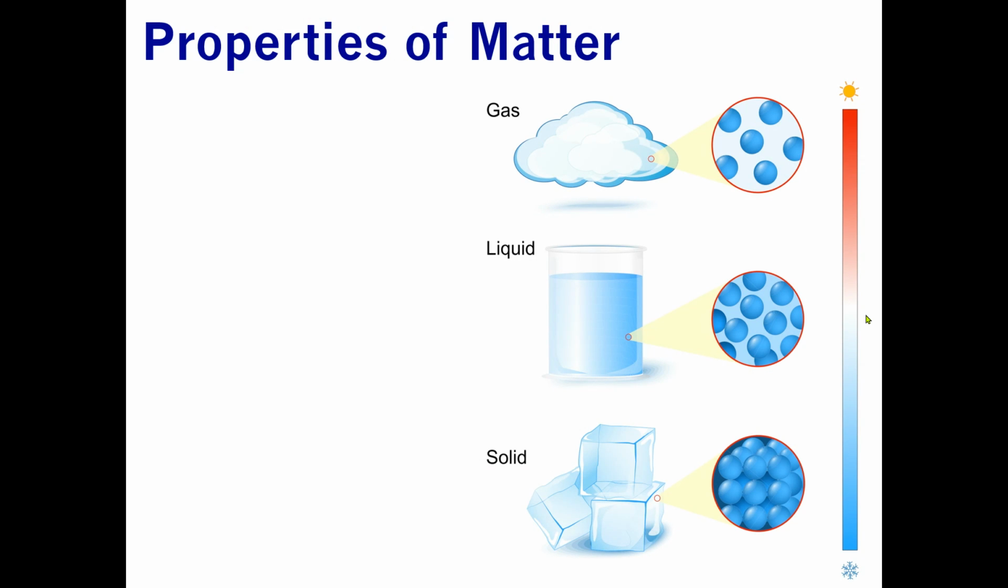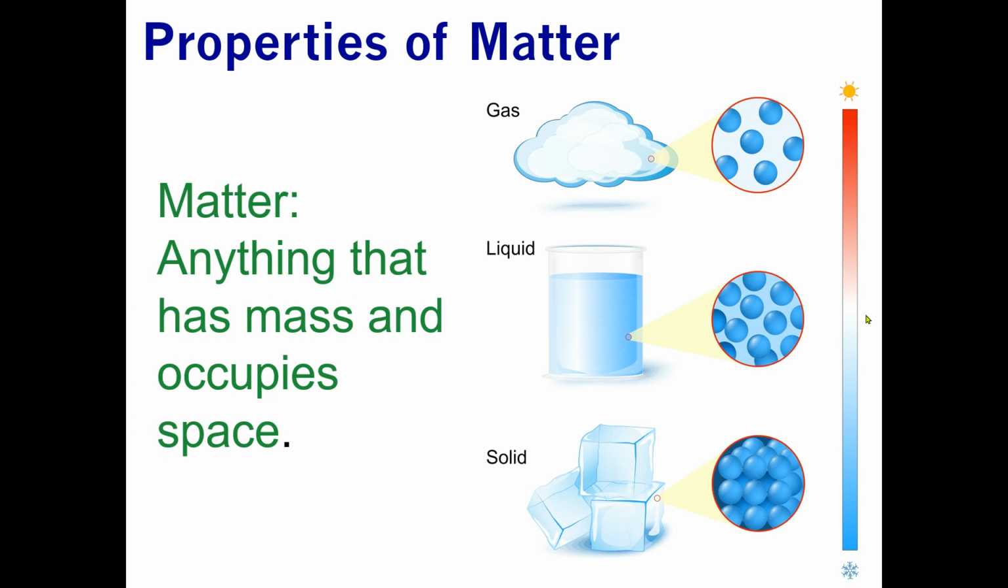So, hey, let's revisit this real quick. Let's go ahead and look at properties of matter. We know that matter is anything that has mass and occupies space. All right? We have to be able to know it's there, and it has to have a measurable mass.